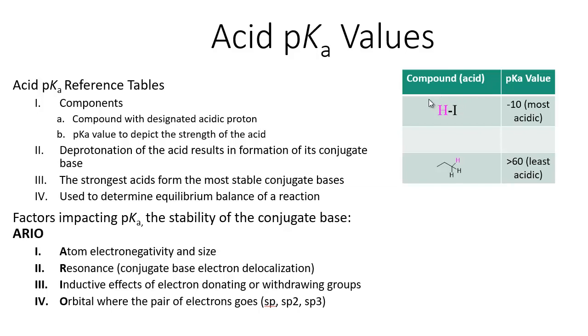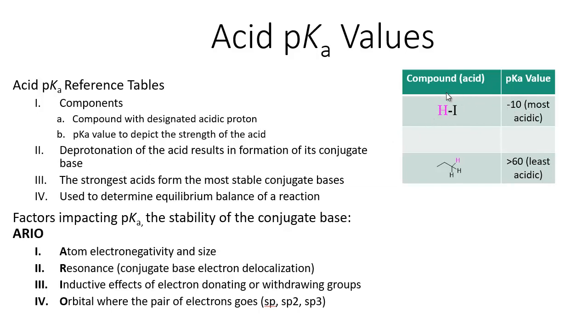So for this compound, this acid, the name of this compound is hydroiodic acid. Hydroiodic acid has a pKa value of -10. This value depicts the strength of the acid, and this value correlates with the most acidic proton represented on the table. pKa values range from -10 to 60. The lower the pKa value is, the more acidic the compound is.